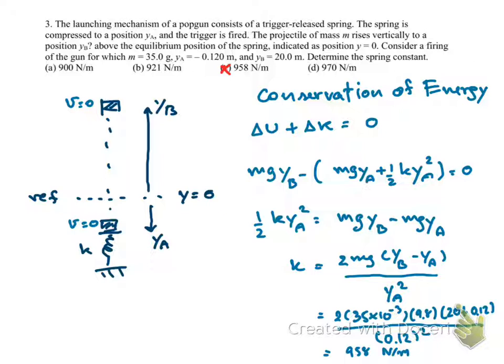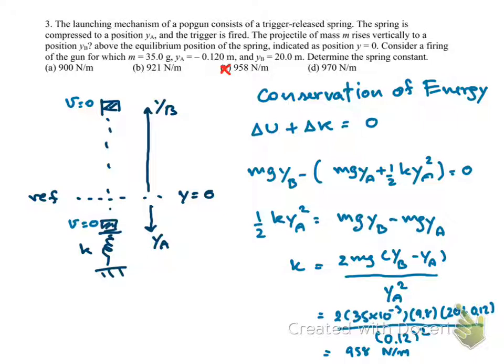The question number 3. The launching mechanism of a pop gun consists of a trigger released spring. The spring is compressed to a position YA. Okay, you have a spring here. You compress the spring to the position YA. You can see that YA is negative. Okay, and the trigger is fire, so you release the object, and the object moves vertically.